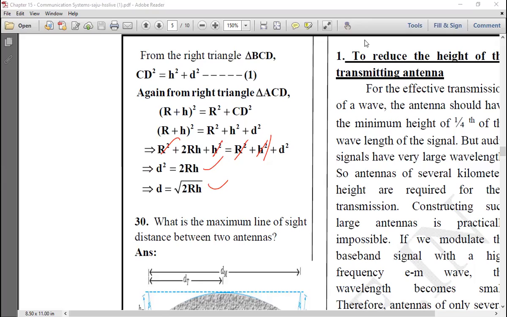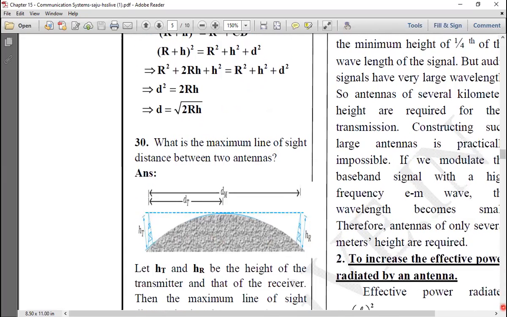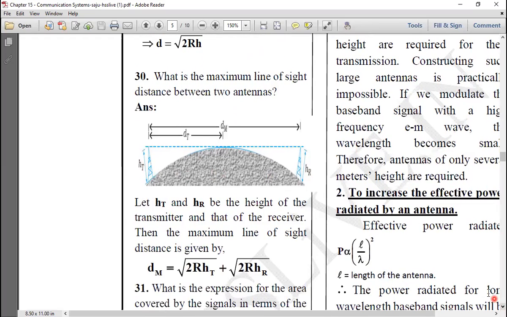Okay, next one. What is the maximum line of sight distance between two antennas? You see here, these are two antennas, this is the transmitter, this is the receiver, and HT and HR. HT and HR are nothing but the height of the transmitting antenna and the height of the receiving antenna. Already you have the formula under root 2RH. So under root 2RHT plus under root 2RHR is your maximum line of sight. You have to find this distance by adding these two.